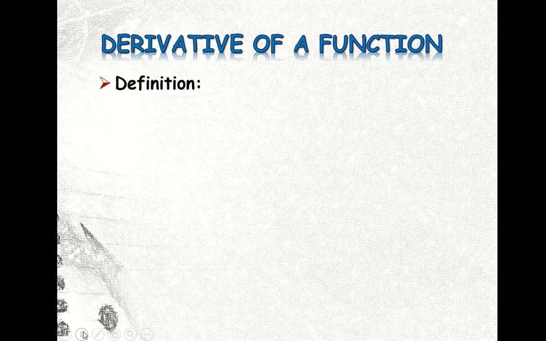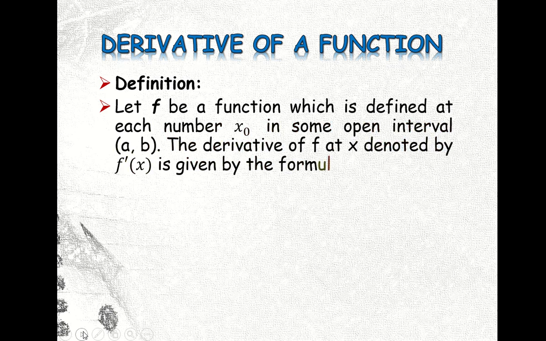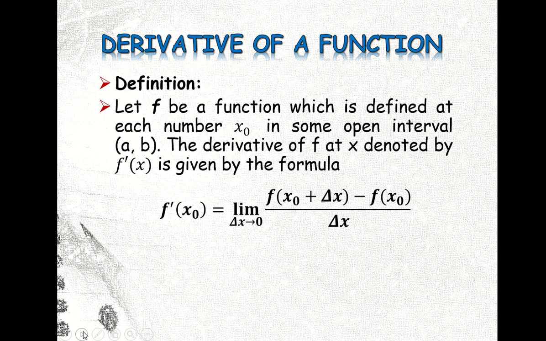Okay, so before we have discussed this definition of the function, which is defined at each number x sub 0 in some open interval ab, the derivative of f at x, denoted by f prime of x, is given by the formula. Alright, so we have this formula which I derived last time. Just to make a quick review of this, the condition here is that if the limit exists, we can use this if this condition is satisfied.